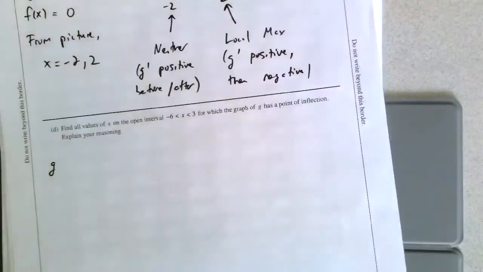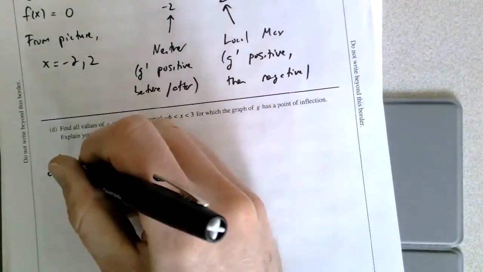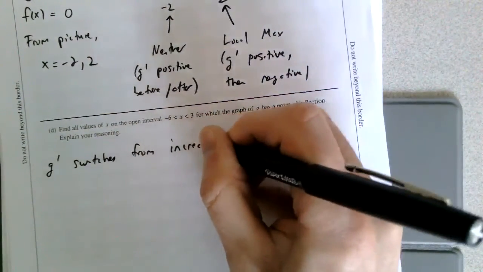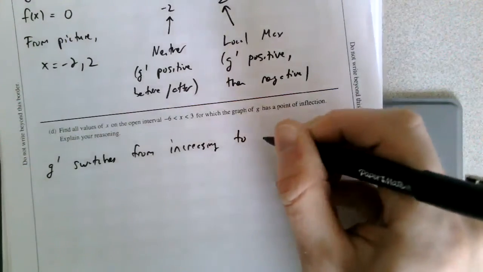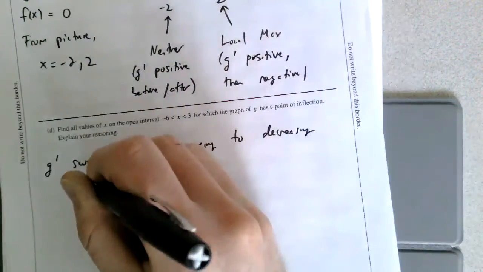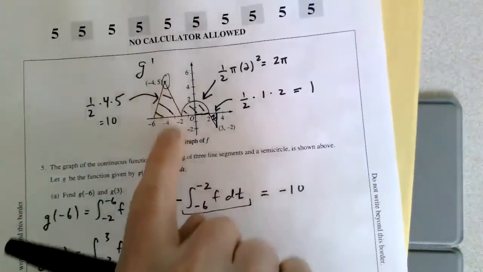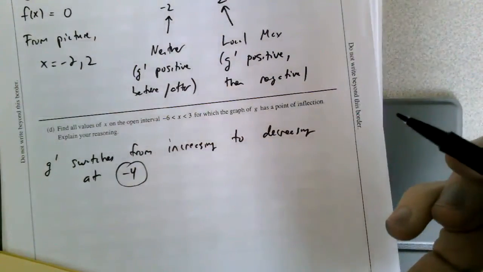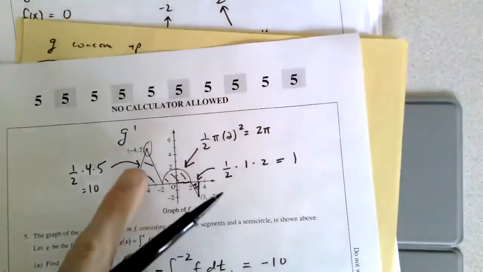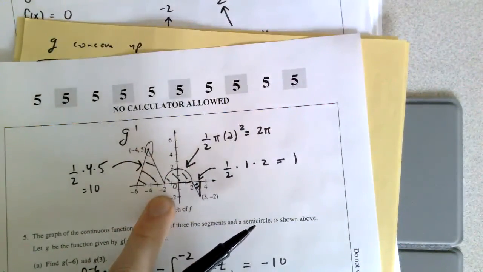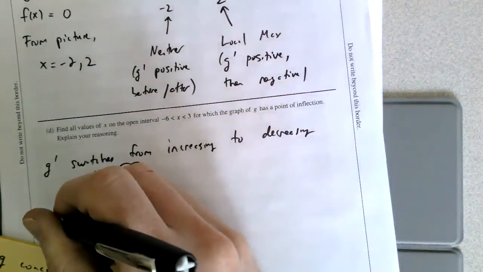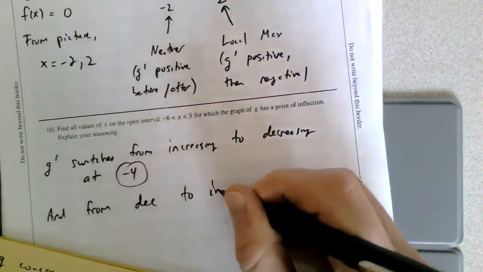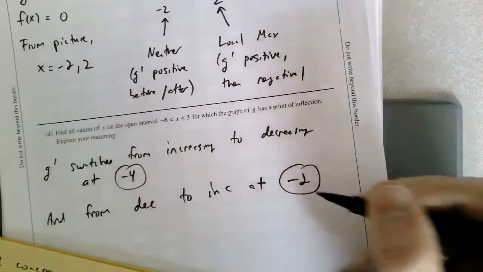So g prime switches from increasing to decreasing at, where was that? I guess at -4. So that is one point of inflection. And it switches from decreasing to increasing at -2.